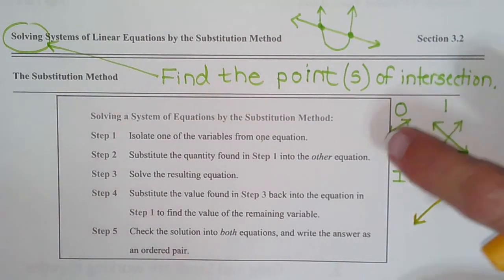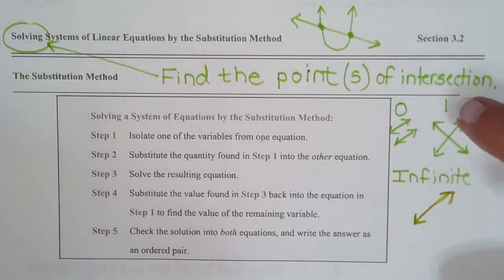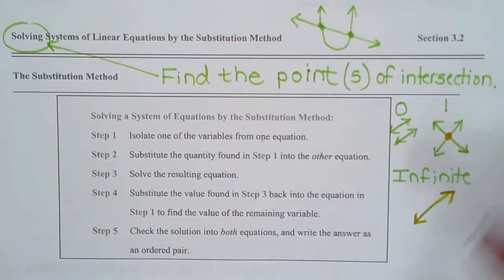Zero solutions if the lines are parallel. And remember, parallel lines have the same slope. One solution if they're just regular intersecting lines, and the solution will be that point right there. Or infinite solutions if the lines lie on top of each other. So those are the three scenarios we'll see throughout these notes.